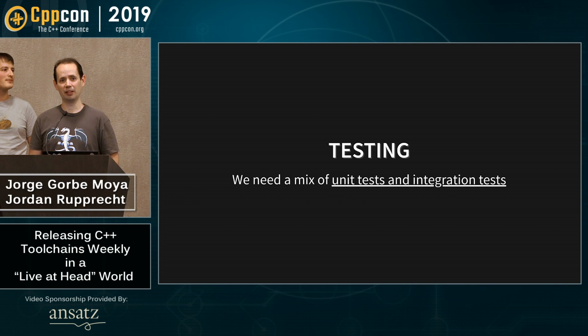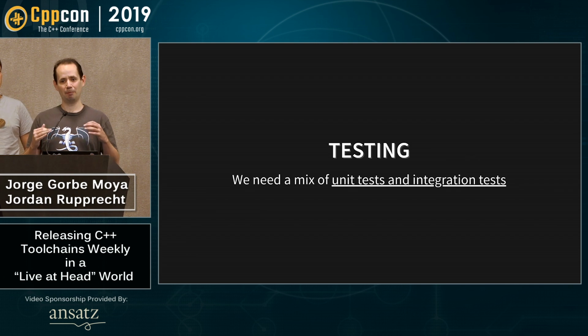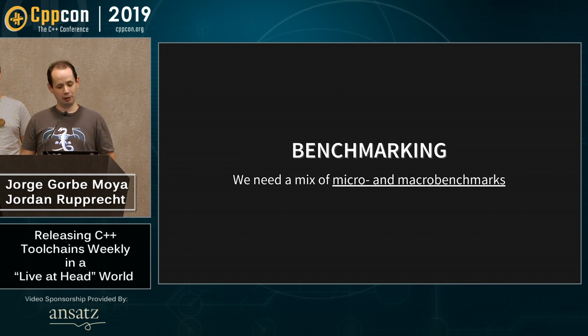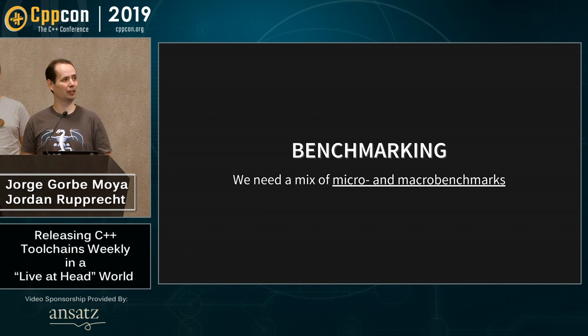Also, we need a mix of unit tests and integration tests. Unit tests are smaller, easier to reason about, easier to run, and also consume fewer resources to run. But there are some things that only happen at the level of the whole system when everything's running. So for the same reasons, we need a mix of micro and macro benchmarks. Micro benchmarks are easy to handle. But there are some performance effects that can only be observed with the whole system running. So you need some kind of integration test, but for benchmarks.